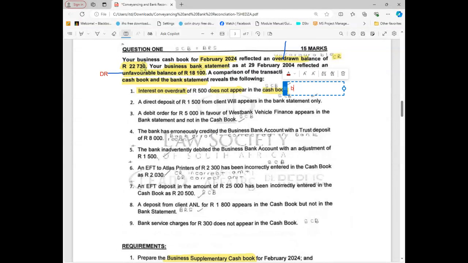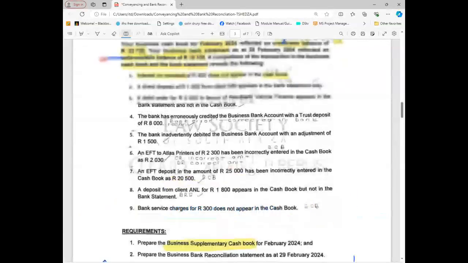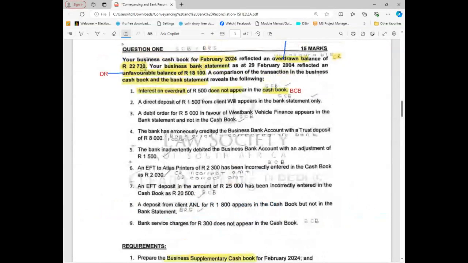Let me just write it as business cash book. Did you get it? Can we move on? So I must go to the business cash book.